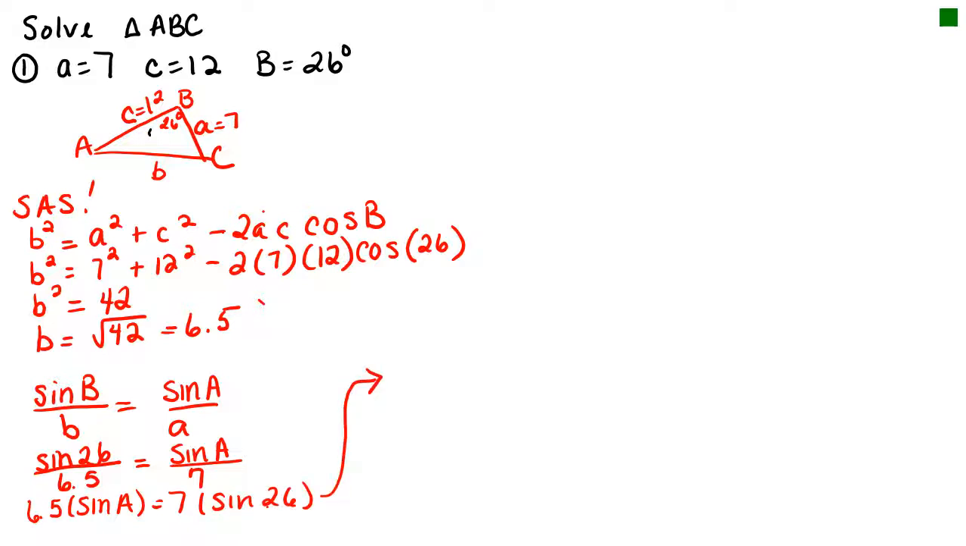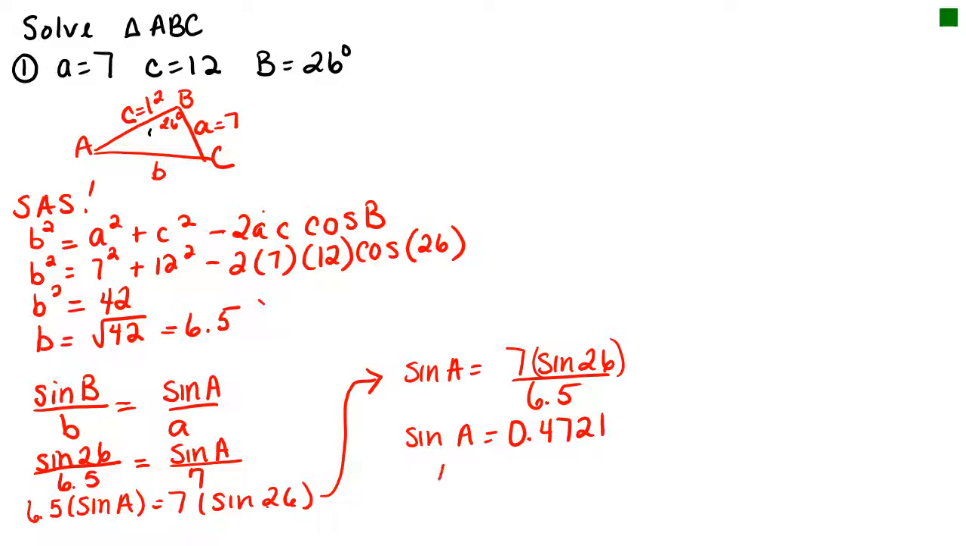So sine of A equals 7 times sine of 26 divided by 6.5, and I get sine of A equals 0.4721, so 4,721 ten-thousandths. I rounded to the nearest decimal. Then I just use inverse sine.